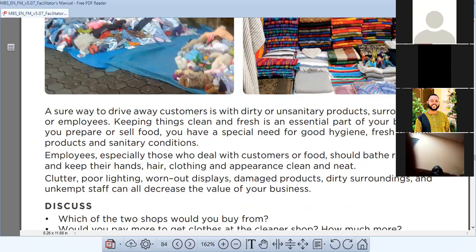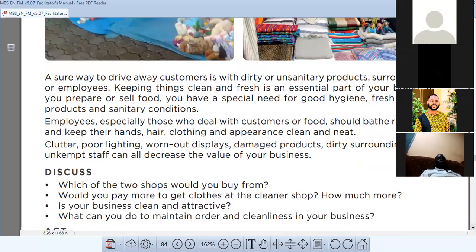It says here, a sure way to drive away customers is with dirty and unsanitary products, surroundings, or employees. Keeping things clean and fresh is an essential part of your brand. If you prepare or sell food, you have a special need for good hygiene, fresh, healthy products, and sanitary conditions. Employees, especially those who deal with customers or food, should bathe regularly and keep their hands, hair, clothing, and appearance clean and neat. I've seen a lot of women who sell clothes. They look so clean. They're always so presentable. That's how you should do when you're running a business.